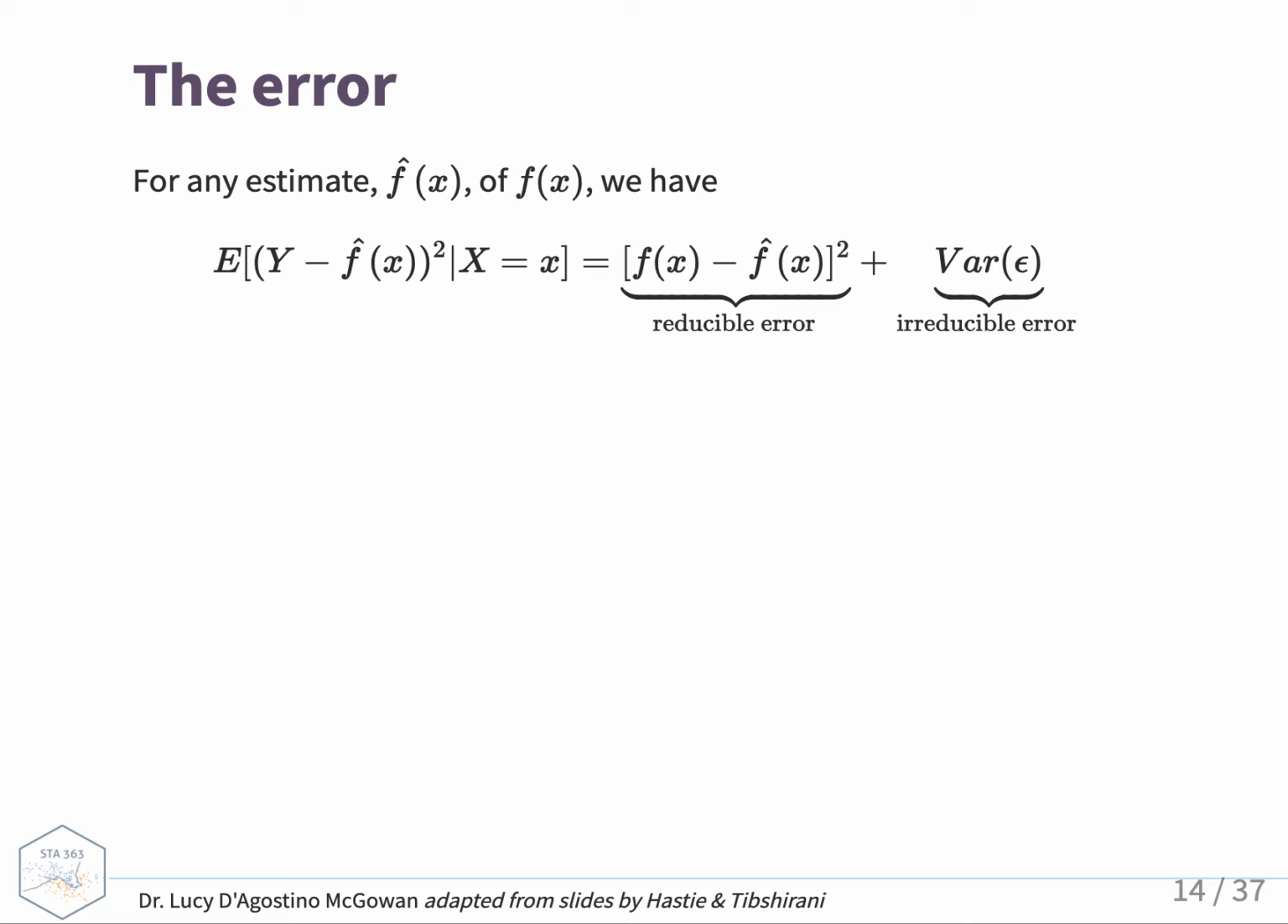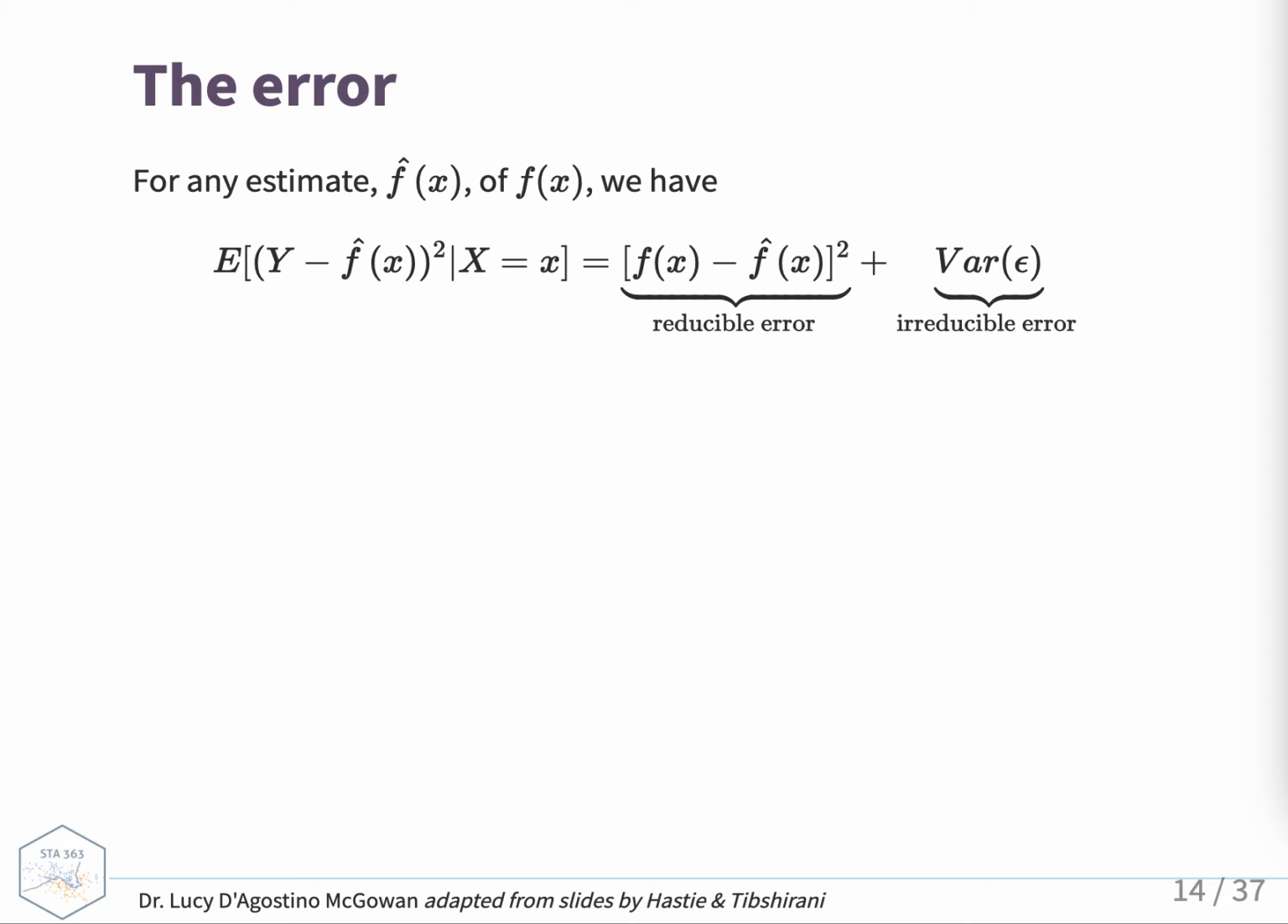So for the error for any given f hat, which is an estimated function of f, we have the reducible error and the irreducible error. Assume for a moment that both f hat and x are fixed. The expectation of y minus y hat squared represents the average or expected value of the squared difference between the predicted and the actual values of y. And this variance of epsilon represents the irreducible error, the variance associated with the error term.